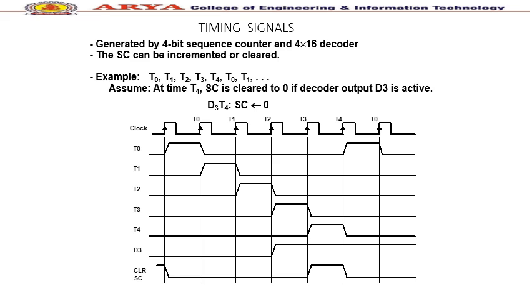This is the timing signal generated by the 4-bit sequence counter and the 4 into 16 decoder. The SC can be incremented or cleared. For example, T0, T1, T2, T3, T4, T0 and T1. There are different time clocks. Assume at time T4, the sequence counter is cleared to 0 if decoder output D3 is activated. It means in different clock cycles, different signals are generated.